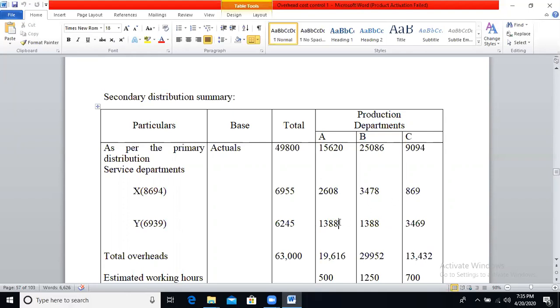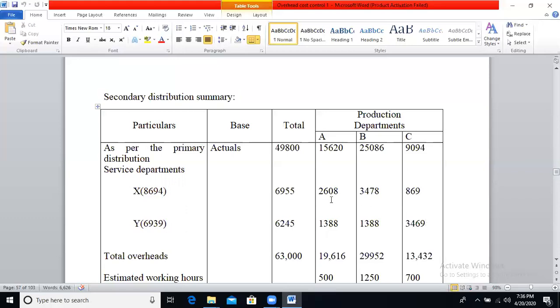Like that, you have to calculate and reapportion the service department Y value on the basis of Y percentages. So the value of Y will be 6,939 into, for department A, the Y percentage is 20%. So 6,939 into 20%, the value will be 1,387.8. So we have considered 1,388. And for department B, 6,939 into 20%, you will get 1,388. And for department C, 6,939 into 50%, you will get 3,469.